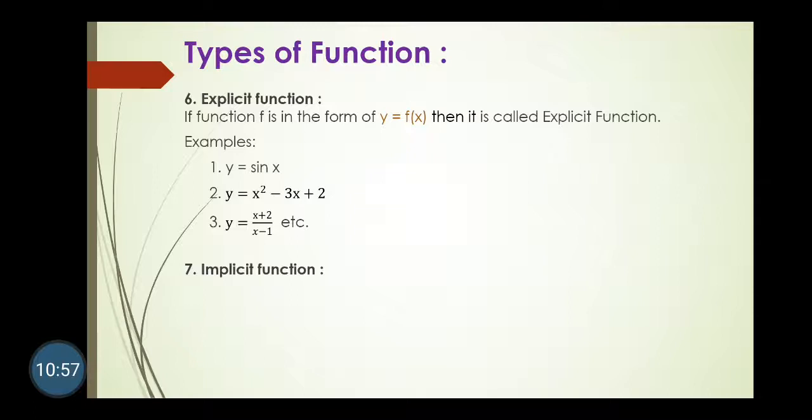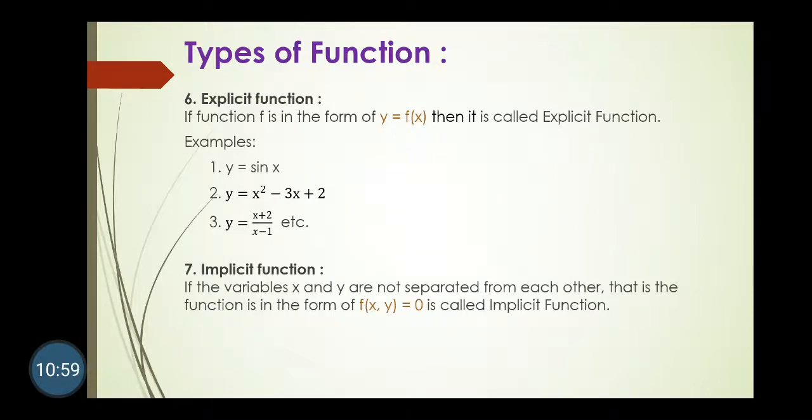The second type, implicit function. So what is the difference between this? See here, if the variables x and y are not separated, in the previous one y is separate, x is also separate, but in implicit they are not separated from each other. Such functions are called as what? Implicit function. And how we write this? In the form of f of x y is equal to 0, because x and y are in combined form.